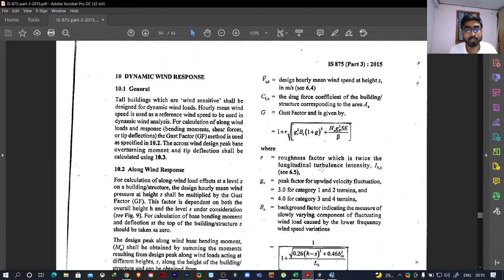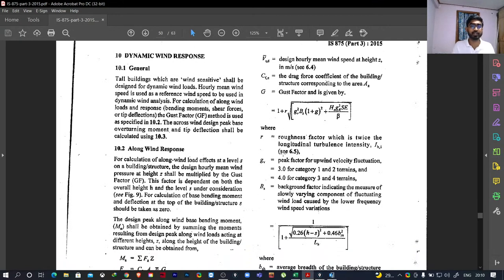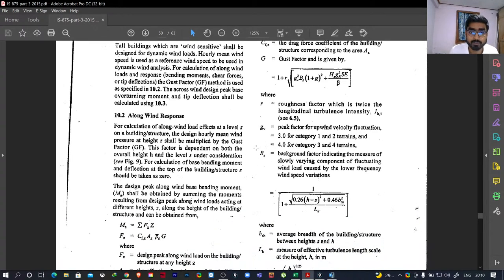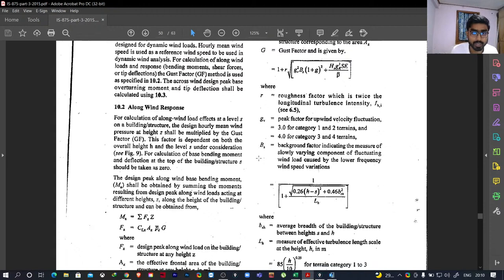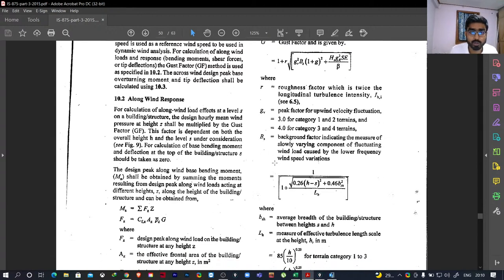I'm talking completely about the along wind now. Then I'll be coming to the across wind. After that we have this BS. Now what is this BS? It is the background factor, including the measure of the slowly varying component of fluctuating wind caused by the lower frequency wind variations. So what is the formula to find this?